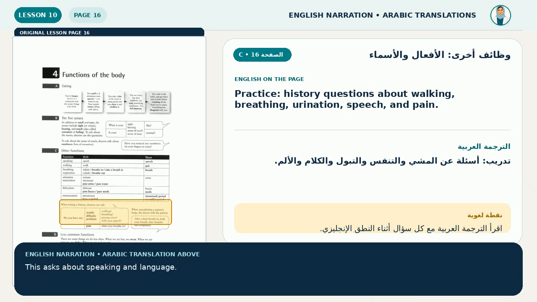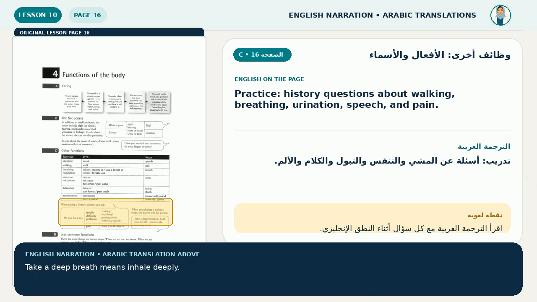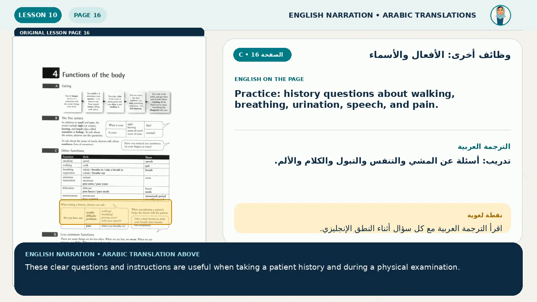Do you have pain when you breathe in? This asks about pain during inhalation. When examining the lungs, the doctor may give this instruction. Take a deep breath in, hold your breath, then breathe out completely. Take a deep breath means inhale deeply. Hold your breath means do not breathe for a short time. Breathe out completely means exhale all the air. These clear questions and instructions are useful when taking a patient history and during a physical examination.